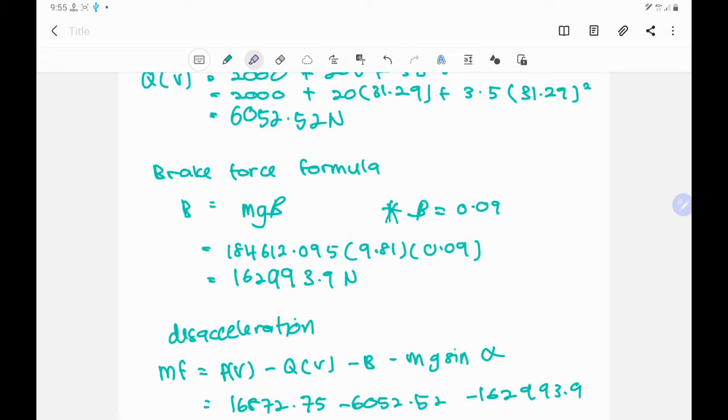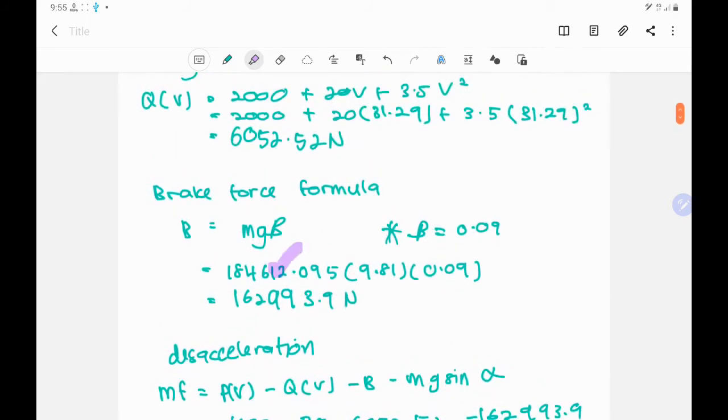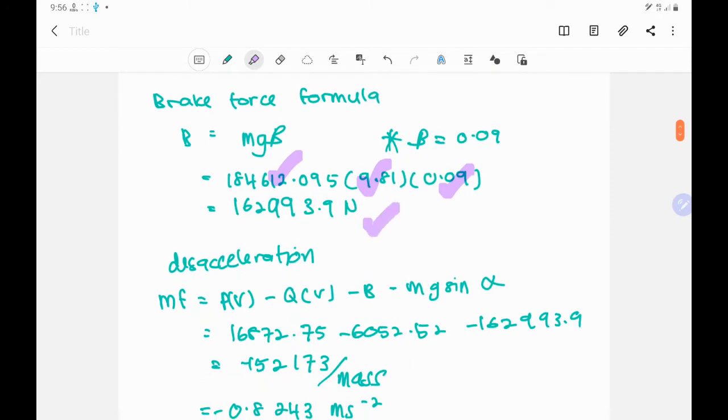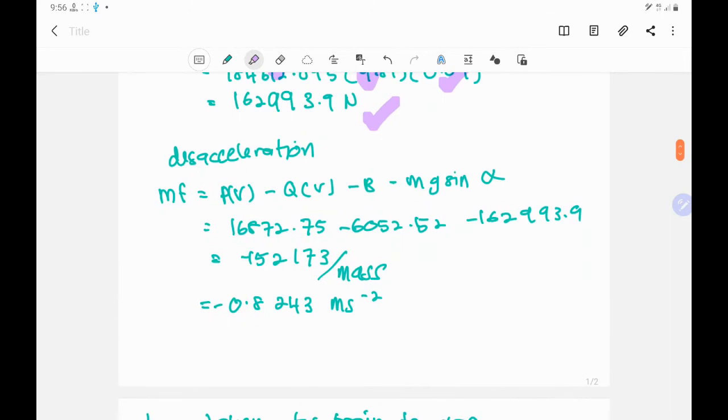Okay, for the brake force formula, we have B equal to mass times gravity times beta, which is provided for all trains, which is 0.09. Okay, we substitute the value of mass, the value of gravity, which is 9.81, and then the value for beta, and then we get this value, 60,299,993.9 Newton.